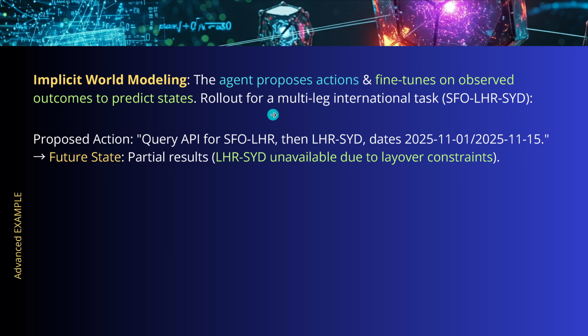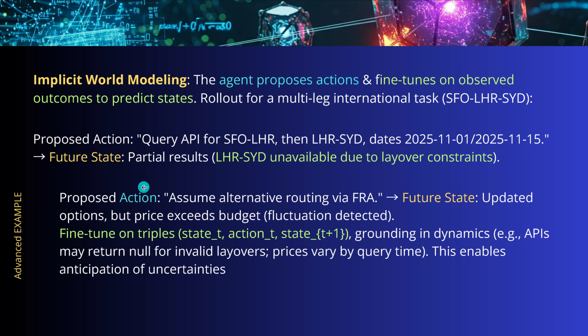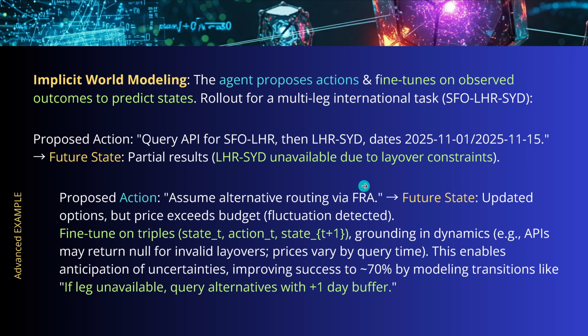So you have a rollout of a multi-leg international task. The proposed action might be query API from San Francisco to London Heathrow, and then from London Heathrow to Sydney, dates, whatever. Future state or partial results, because there's a problem, there's an unavailability, a layover constraint. So another action: assume alternative routing via Frankfurt. Future state: updated option, but the price exceeds the budget.